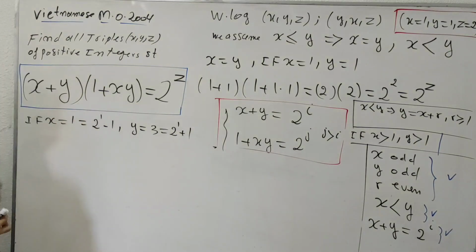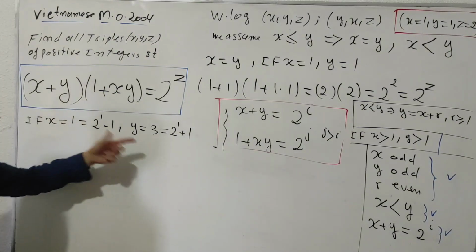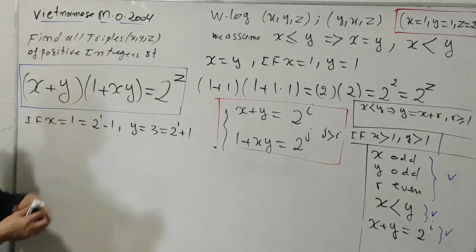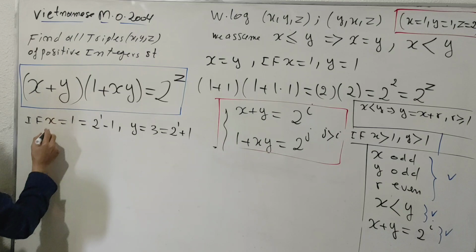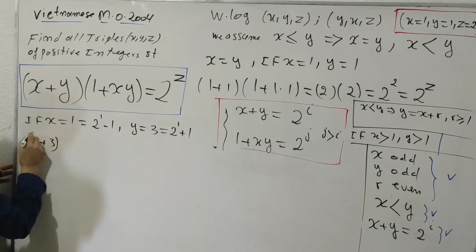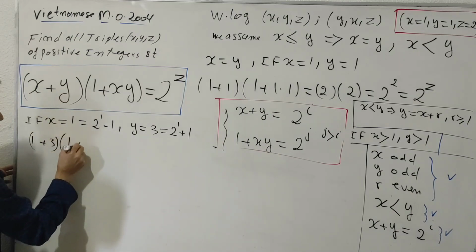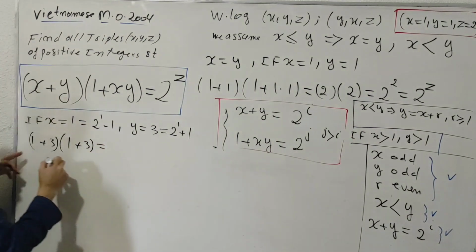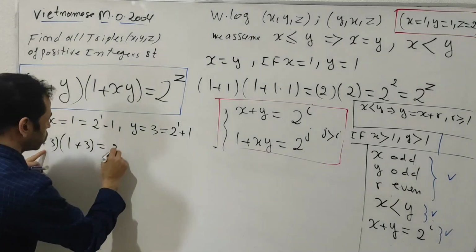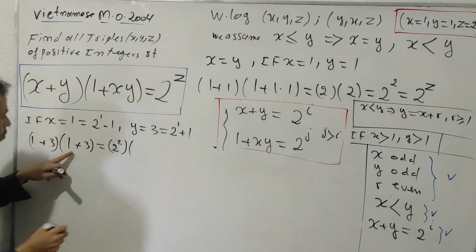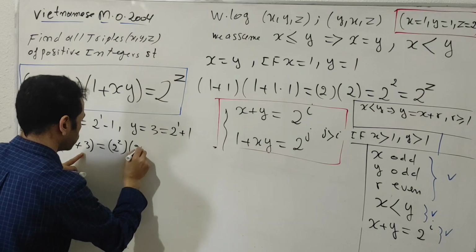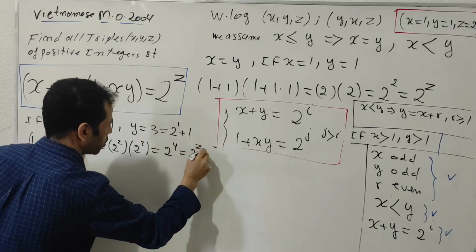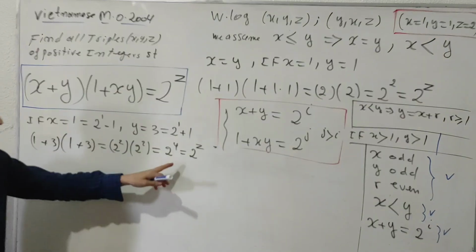I'm going to check x equals 1 and y equals 3. I'm going to replace them into the original equation to see what it gives us. x plus y, which is 1 plus 3, multiplied by 1 plus 1 times 3, gives us 3. This one gives us 4. 1 plus 3 is 4, the same as 2 squared. The factor 1 plus 3 is 4, the same as 2 squared, which gives us 2 to the 4th, 2 to the z. Now I found the second solution, z equals 4.